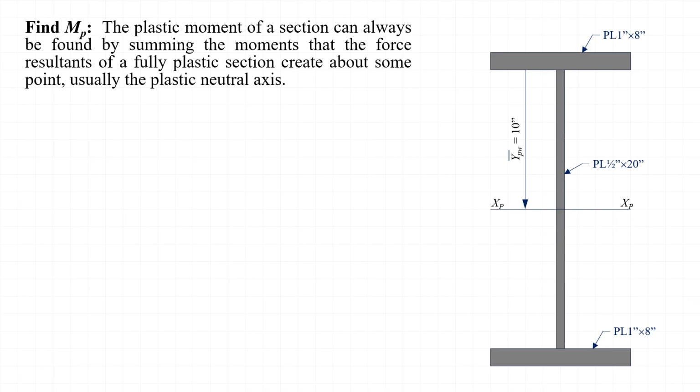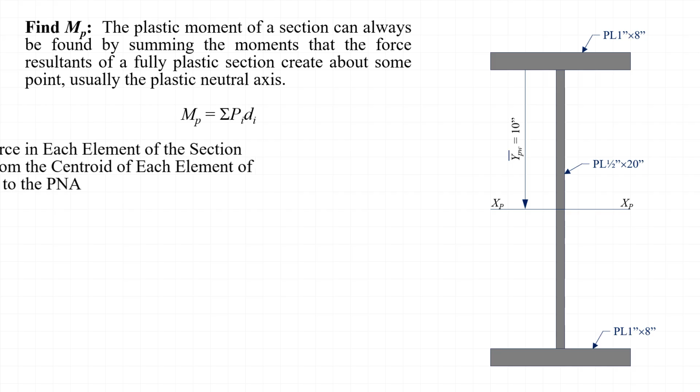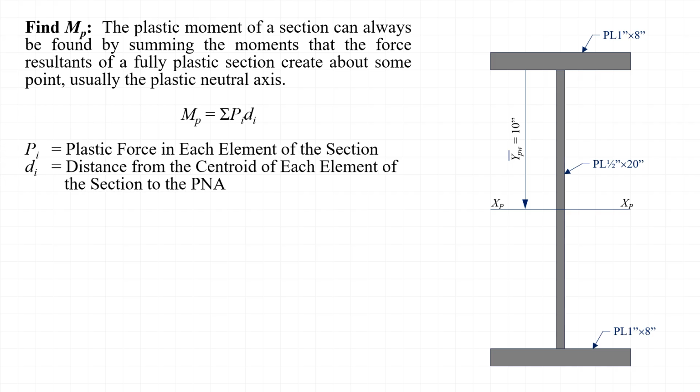After the location of the plastic neutral axis has been determined, the magnitude of the plastic moment can be calculated. The plastic moment of a cross-section can always be found by summing the moments that the force resultants of a fully plastic section create about some point. We often choose to sum those moments about the plastic neutral axis of the cross-section.